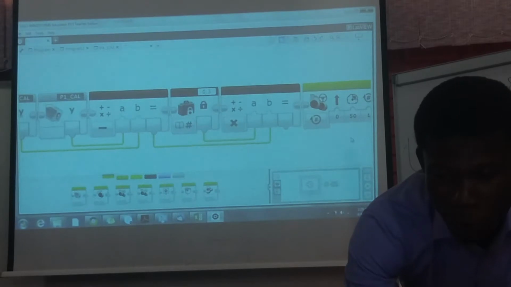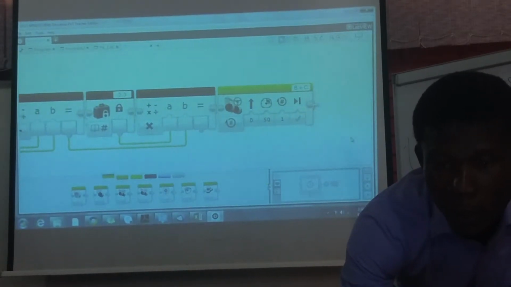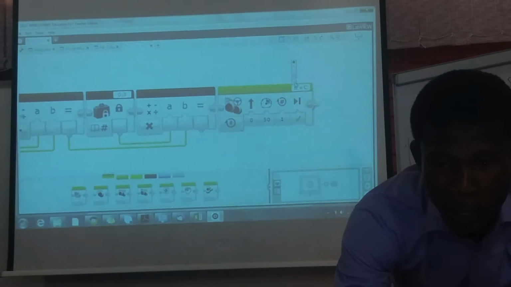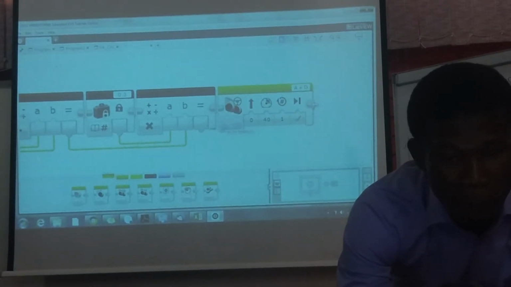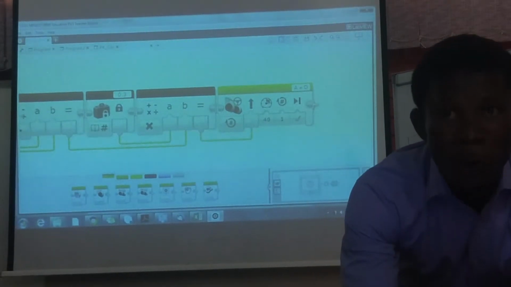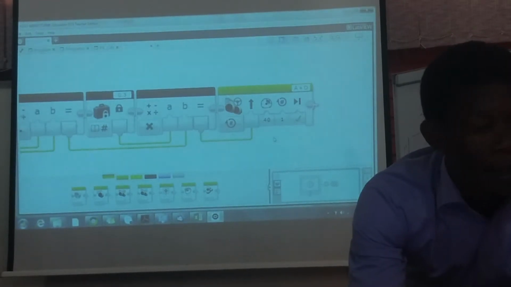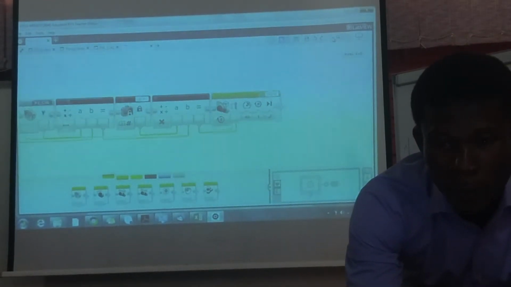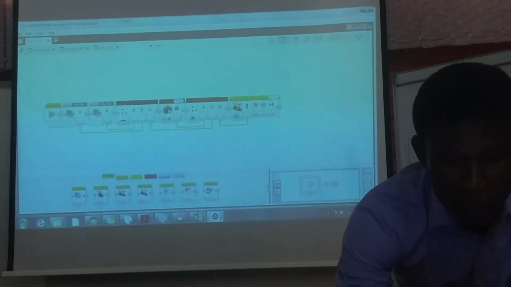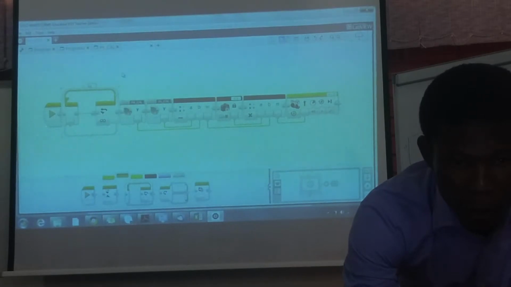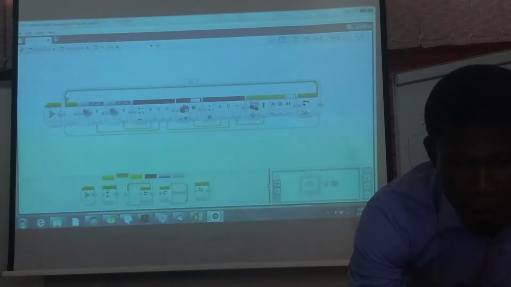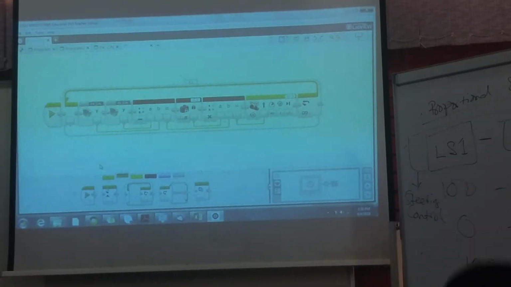So we only pick the move steering block. The move steering block allows you to drive two motors. So let's say I'm driving motor A and motor D at the same speed of, let's say, 40. And the steering will come from what? My computation. I put the whole thing in a loop. And then I try.